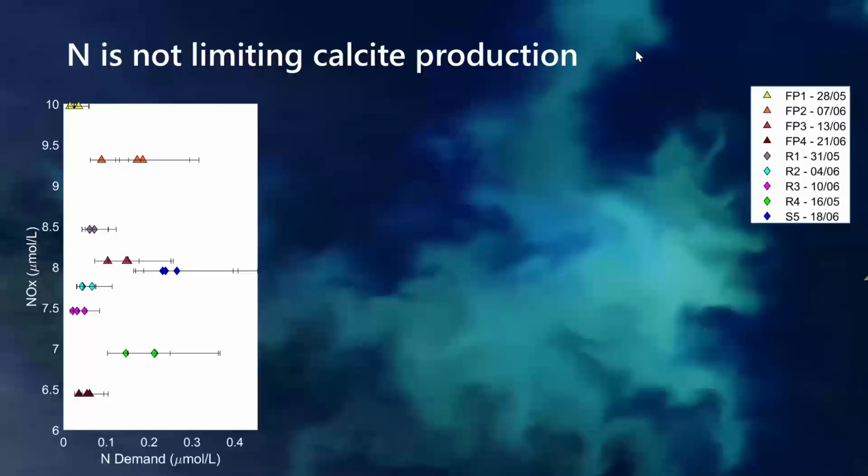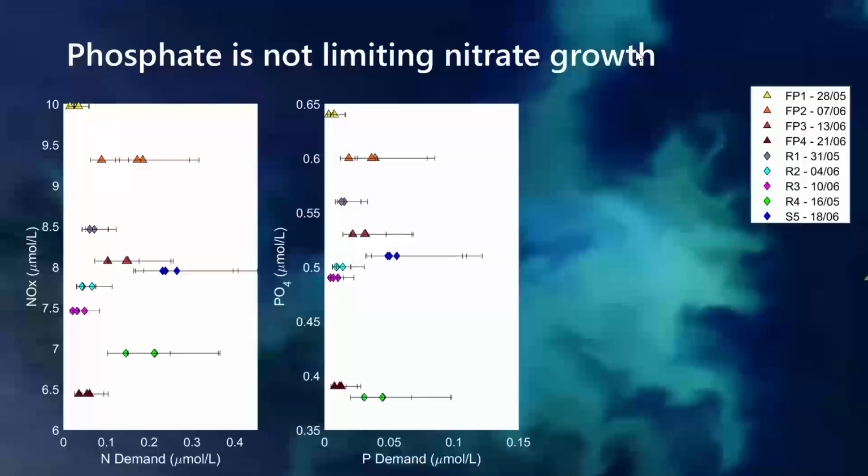So just looking at the time series, which is the triangles, we do have this drawdown of nitrogen going from yellow to orange to red to dark red, but we've still got plenty of nitrogen to support the growth rates that we're measuring. And the same can be seen for phosphate. So we have phosphate demand and measured phosphate, and again, we have plenty of phosphate to support this growth.